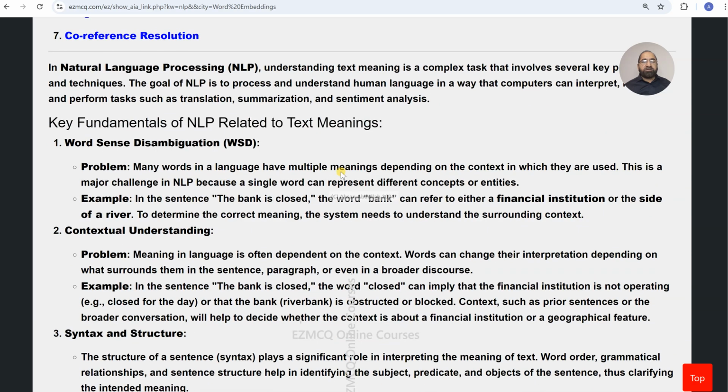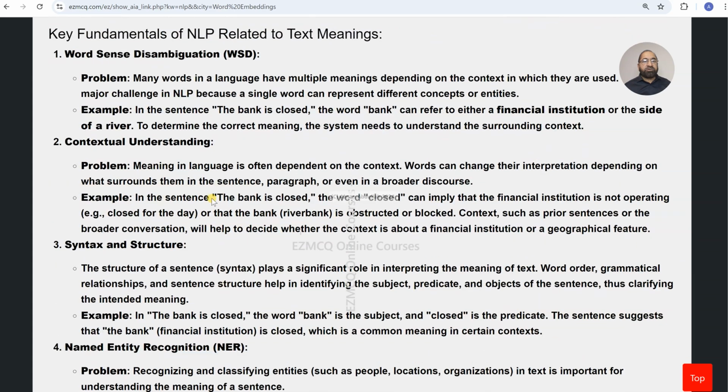So for example, the bank is closed. So we know what is bank, okay? Either a financial institution or it could be the river bank, but how to make the machine know? Maybe it's a river and the river is clogged or blocked from one side or whatever. So that is what word sense disambiguation is. Then is the contextual understanding.